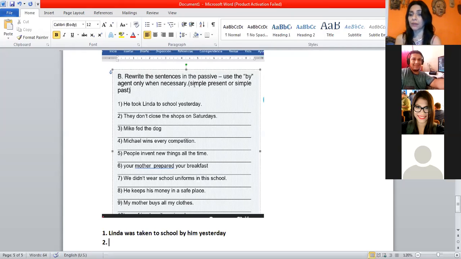Okay, number two, again, present or past? Present. Negative. So you do it in negative form in passive voice. How would it be? Many shops, Daniel. A lot of the shops are... Are what? Are not. Very good. Are not closed.